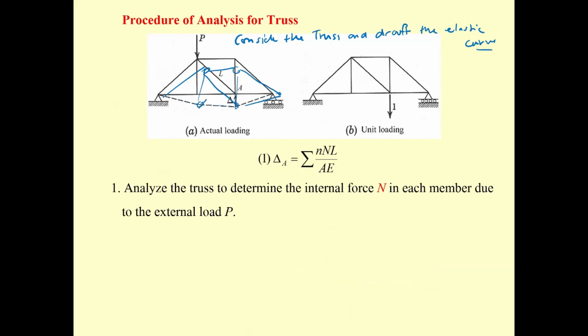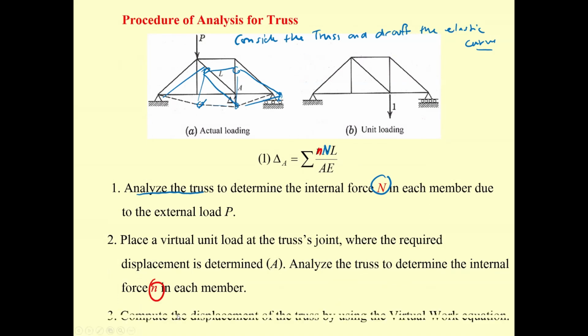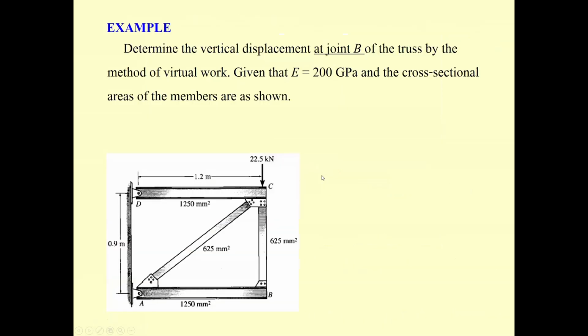Like I put it over here, you will get this type of deformation. And then analyze the truss to determine this N, and analyze the truss to determine this small n. Then just put them together in the virtual work equation. In short, coming over here, we're going to determine the vertical displacement at point B.